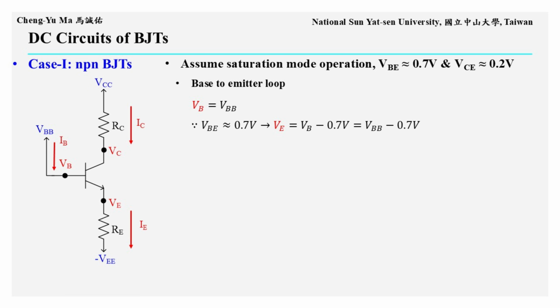First, VB equals VBB. Since VBE is approximately 0.7 volts, VE equals VB minus 0.7 volts. Therefore, VE equals VBB minus 0.7 volts. Once VE is found, we can calculate IE.